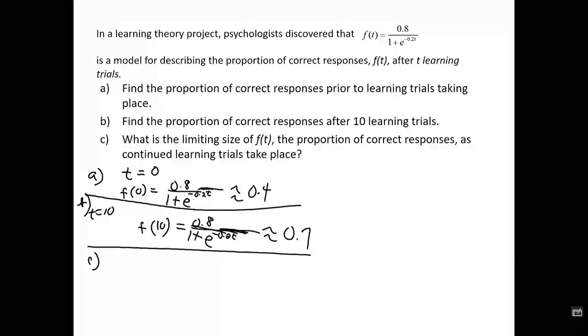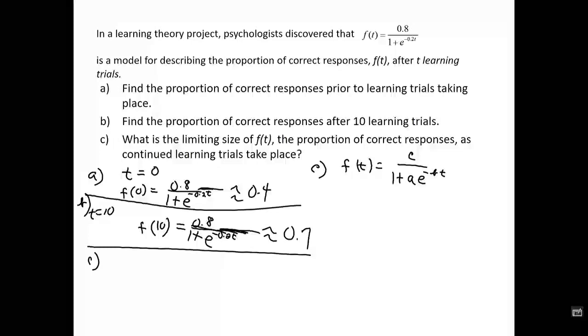What is the limiting size of f of t, the proportion of correct responses, as continued learning trials take place? All right, so we recall from the logistic growth model, part C, that f of t is c divided by 1 plus a times e to the minus bt.